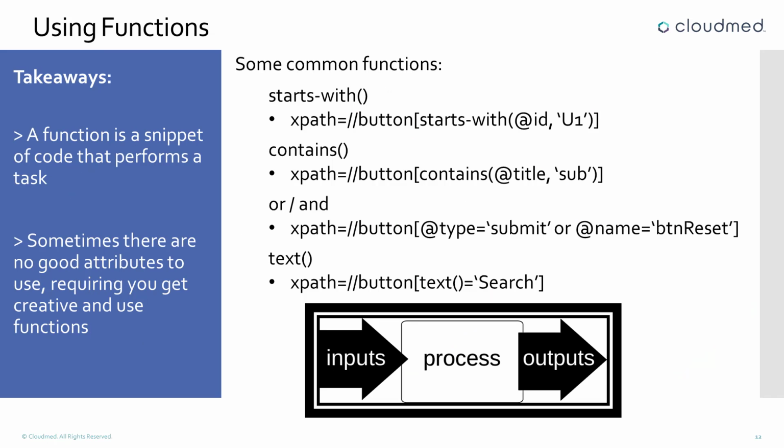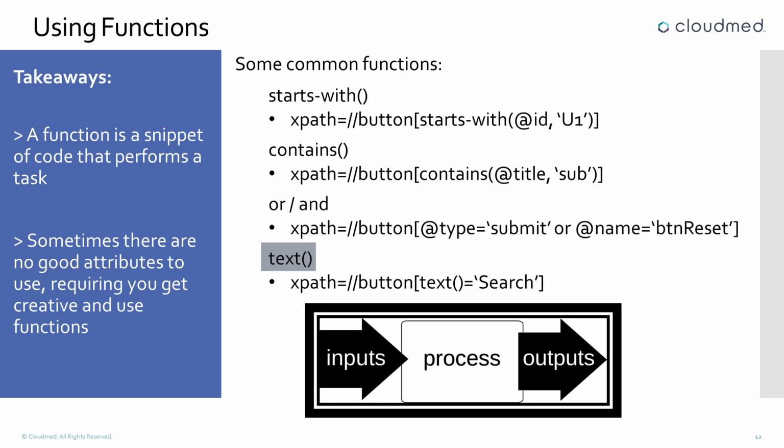Whenever you can't find a good attribute to go off of, it's good to use some common functions. These are the most common probably. Starts with, so you're looking for an ID that starts with U1. Contains, you're looking for a button that contains the substring sub. So if you were looking for a submit button, but it wasn't always submit, sometimes it was submit 1 or submit 2, but you still always wanted to click it, you could say, okay, just look for a button that has the title sub, and then it would choose that button. You can also use or and operators to look for multiple attributes that Colin will cover later.